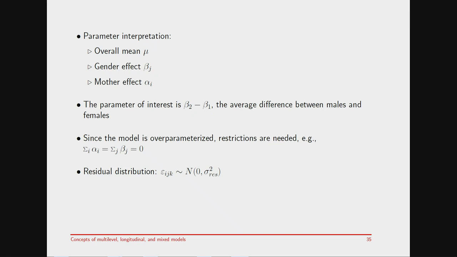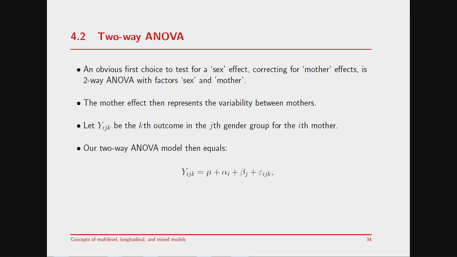And the mother effect is then the alpha i. So that alpha i effect is there, but we're not really interested in that. We just want to correct for that variability between the mothers. Of course, this model is over-parameterized, because it has just too many parameters. It's like in a classical ANOVA, if you have three groups and you specify it with an overall average, and then three parameters for the three groups, you have one parameter too many because you can only estimate three averages.